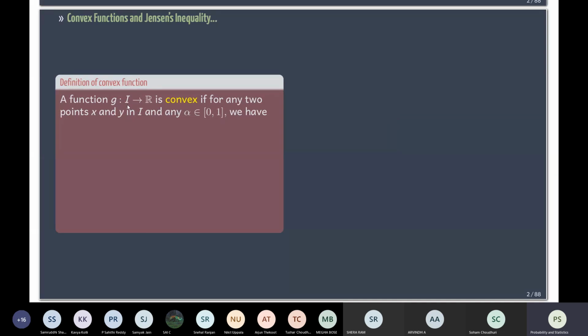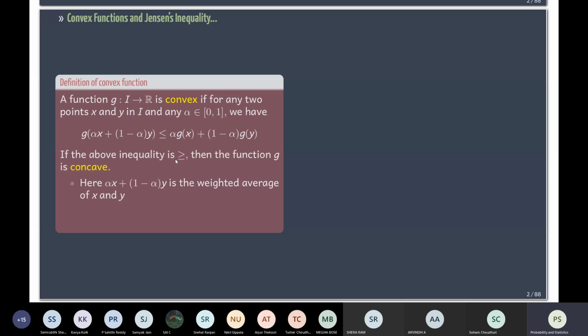A function g from some domain I to the reals is convex if for any two points x and y in I and any alpha in [0, 1], we have the following: g of alpha x plus 1 minus alpha y is less than or equal to alpha g of x plus 1 minus alpha g of y. So this g is some function here, and it is defined to be convex if it satisfies this inequality. We will try to get an intuition behind this.